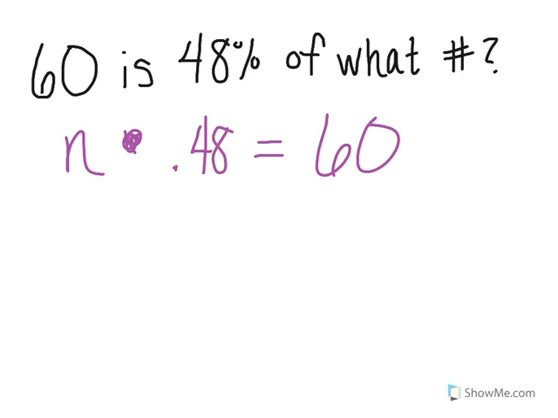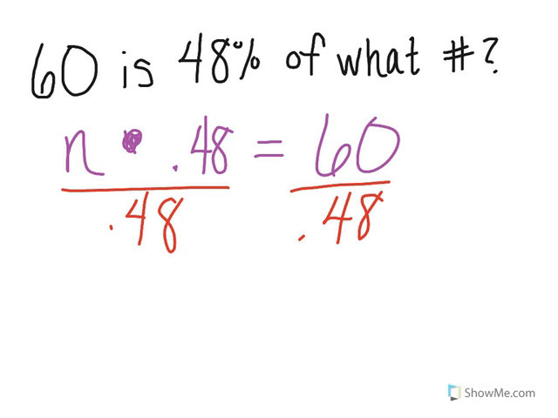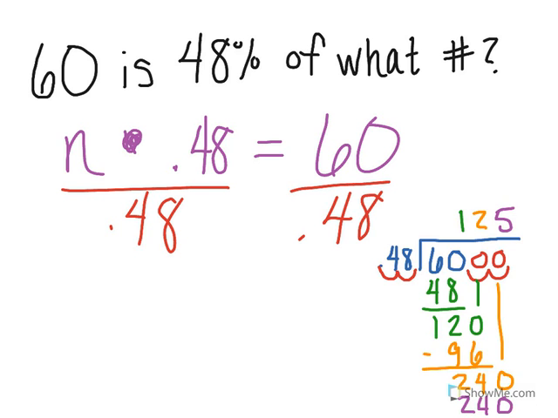Alright. So solving, isolating the number, I'm going to divide 0.48 from both sides. To set this division problem up, before I can divide, I'm going to move this decimal place, and I have to do it in here also. So I have 48 now going into 6,000. When I divide, I get 125.